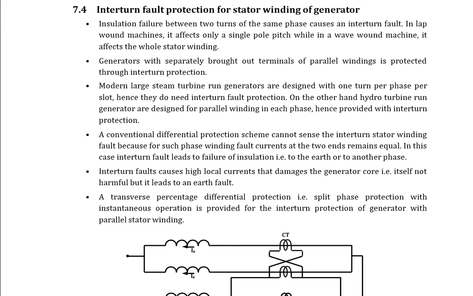Conventional differential protection schemes cannot sense interturn stator winding faults because the phase winding fault currents at the two ends remain equal. In this case, the interturn fault leads to failure of insulation to the earth or to another phase.